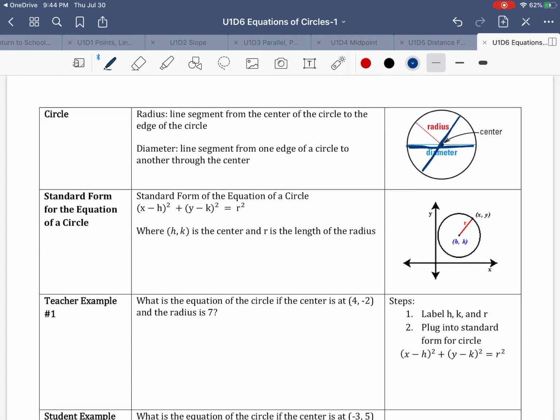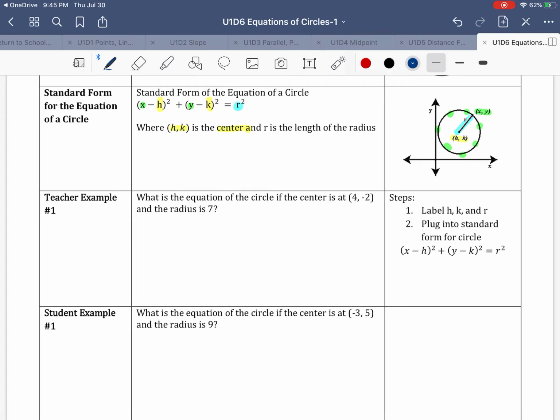All right, so let's use this form and see if we can come up with the equation for the circle here in our first teacher example. What is the equation of a circle if the center is at (4, -2) and the radius is 7? So here, center, we always use this h and this k. It is the variables that represent the center of a circle. So here, we know that one's h and that one's k. And we know the radius, we usually use r, equals 7.